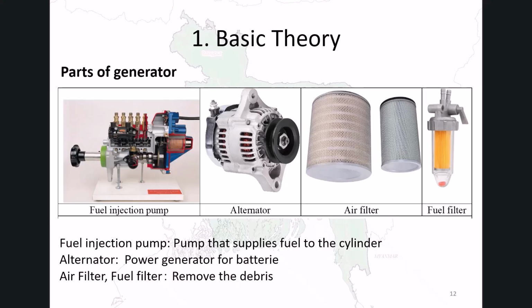These are the main components inside the generator. They include a fuel injection pump that supplies fuel, an alternator that converts mechanical energy into electrical power, an air filter for the intake system, and a fuel filter that removes dirt and water from the fuel to protect the fuel pump and other components.